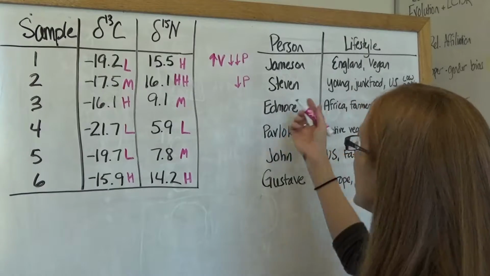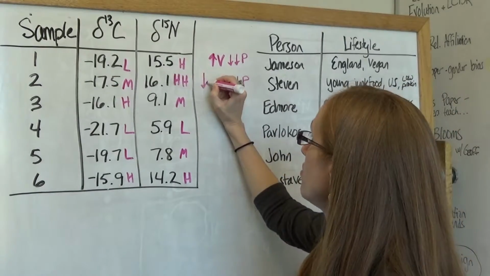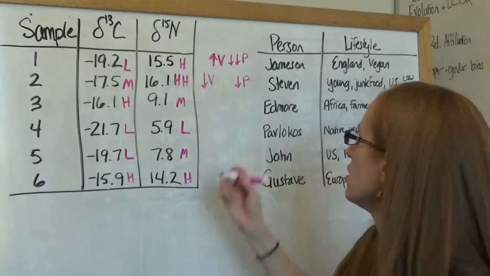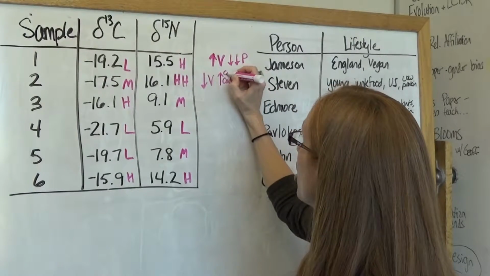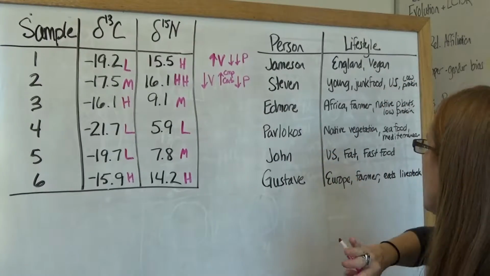And is he getting a lot of vegetables? Probably not a lot of vegetables, so really low veggies, but he is getting carbs. He's getting crap carbs, like ramen. So I'm going to say high carbs. I'm going to call them crap carbs. High crap carbs, okay? And then we look at Edmore.